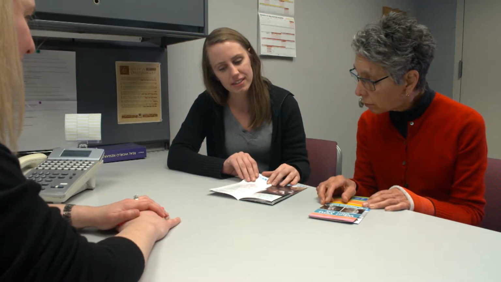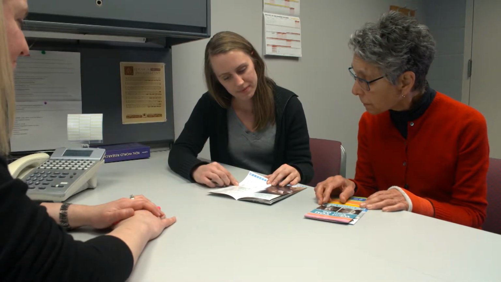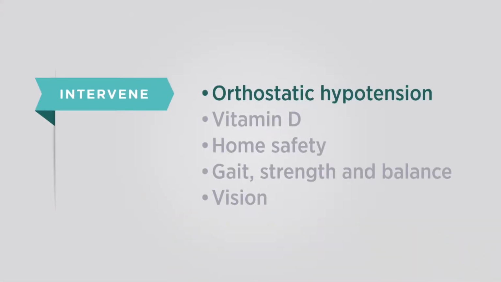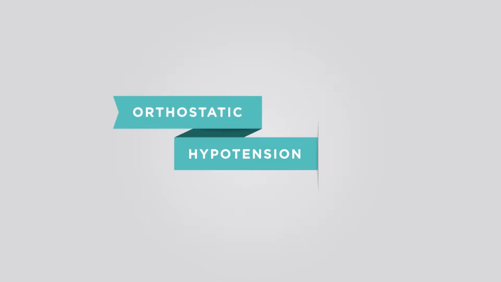Educate and refer. While implementing medication changes is the most important intervention a pharmacist can do, you can also address other modifiable risk factors through education or referral. You can intervene to help patients manage orthostatic hypotension, understand the importance of vitamin D, and improve home safety. Additionally, you can encourage patients to find programs to maintain or improve gait, strength, and balance, and stress the importance of regular eye exams.